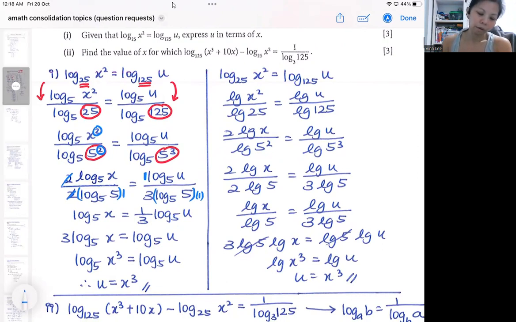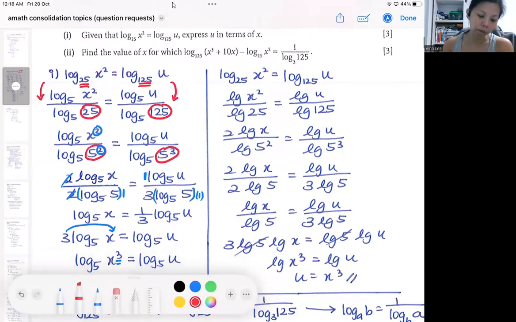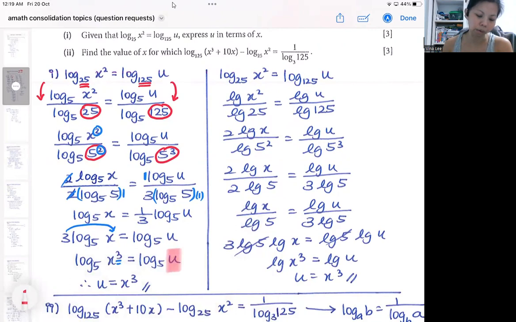From there, I'm very close to comparing already. You can choose to multiply 3 on both sides so that the 3 comes over, so that you can bring up the power. At the stage where both bases are the same, upon the comparison, you will be able to see that u is equal to x cubed.